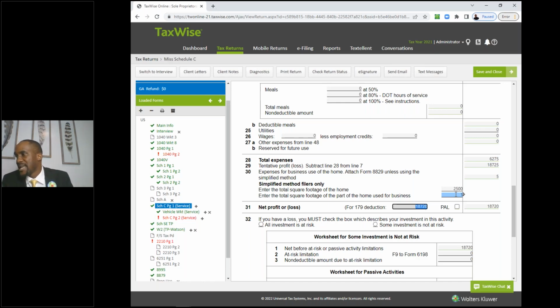Now, let's look at this. There's a limitation on this, right? What if she uses 900 square feet? It's $1,500 of tax deduction. That's pretty good, right? What if she uses 1,800 square feet? Wait a second, it's still $1,500. So there's a limitation on the simplified method.